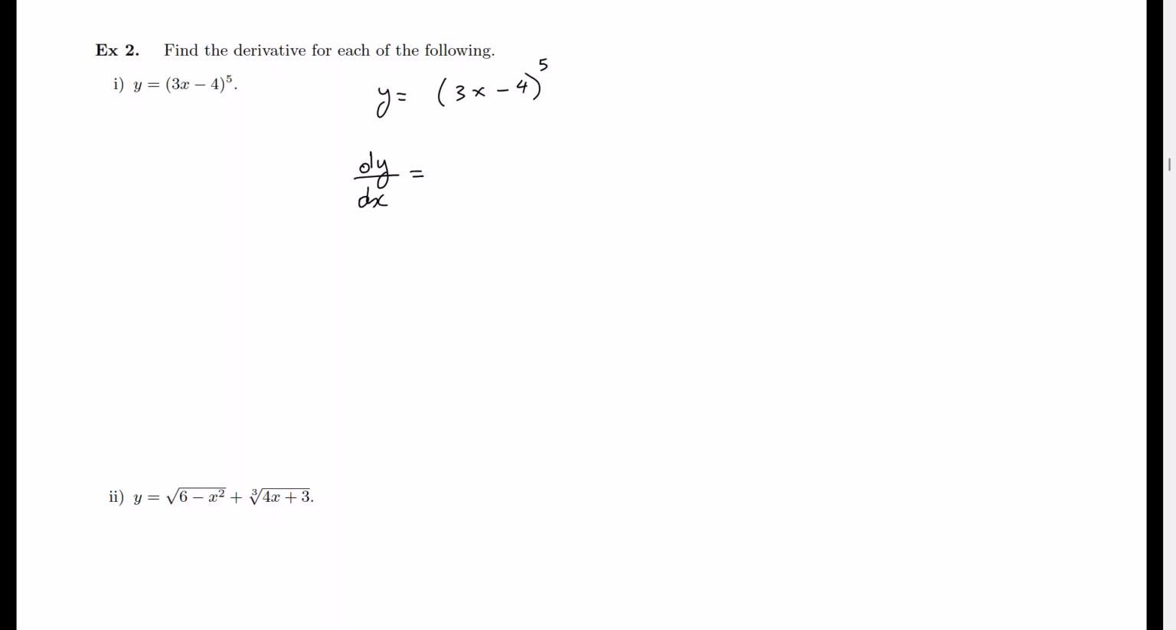According to the general power rule, if I see a base raised to a power, and in this case the base is not just regular x, it's 3x minus 4, what do I do? Well, I pretend for a second that it says x. If I had x to the power of 5 and I wanted the derivative, what would it be? Well, it would be 5x to the power of 4. So I would write 5, but instead of x, I would write 3x minus 4 to the power of 4.